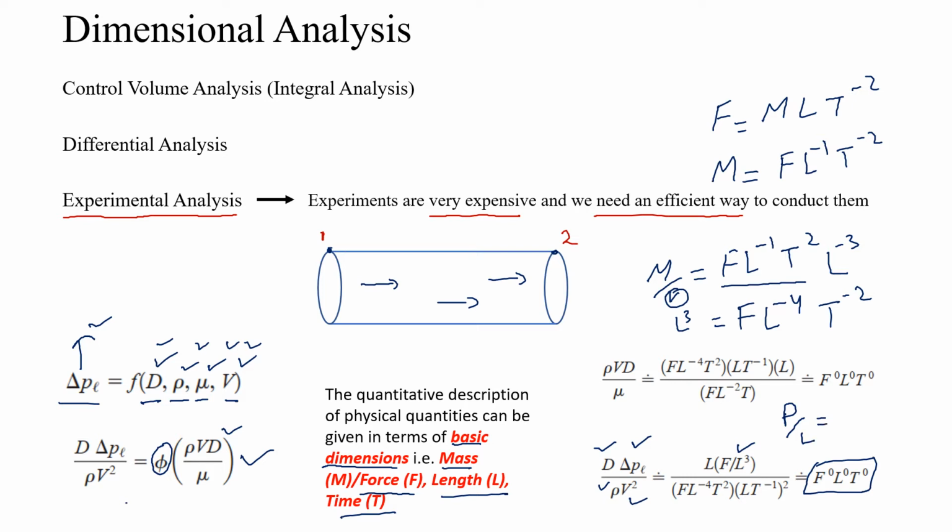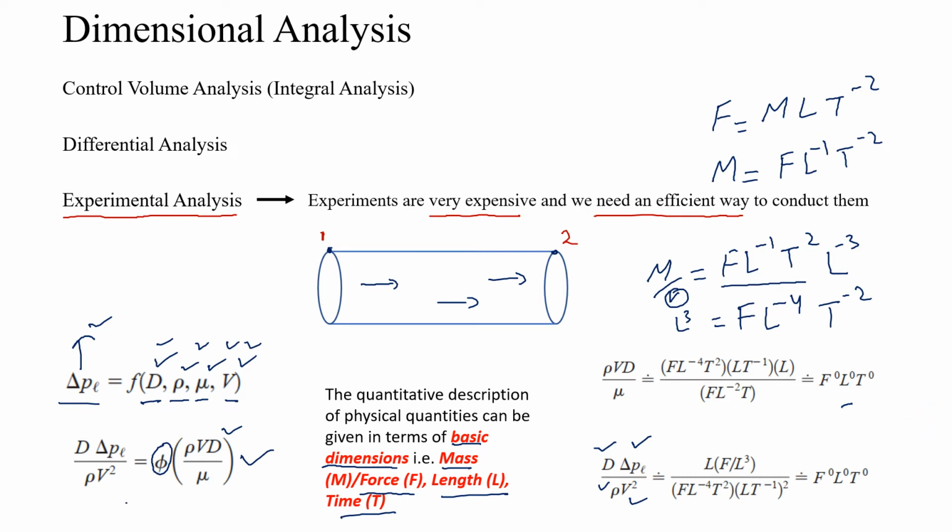Pressure is force per unit area, so it is F over L square, and per unit length it becomes 1 over L, so we get F over L cube. So this is the pressure drop per unit length, this is the unit of diameter, this is the unit of density as we already discussed, and the unit of velocity. So if we cancel out these units, we will have a dimensionless term. So this is what we are going to do.